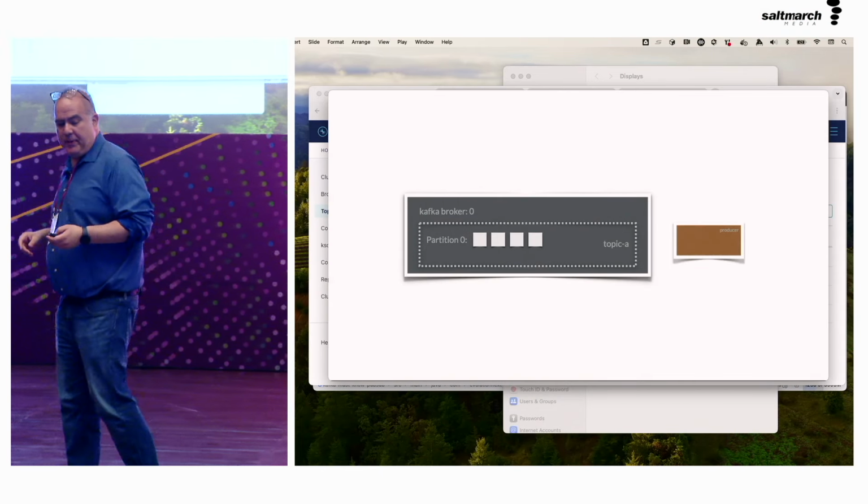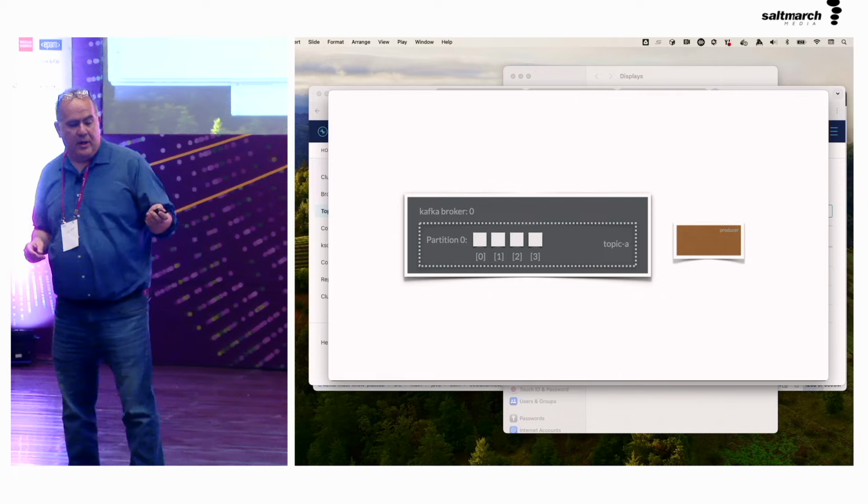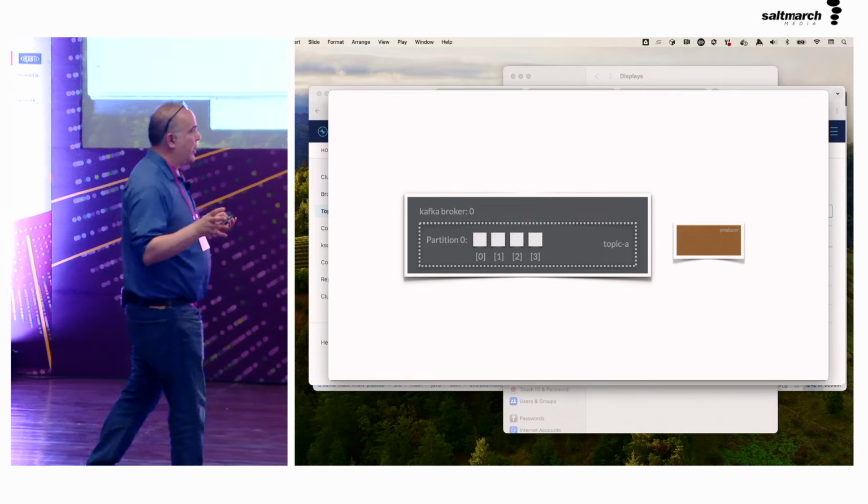So Kafka producers, and this is the way it's going to look. So things are sharded.